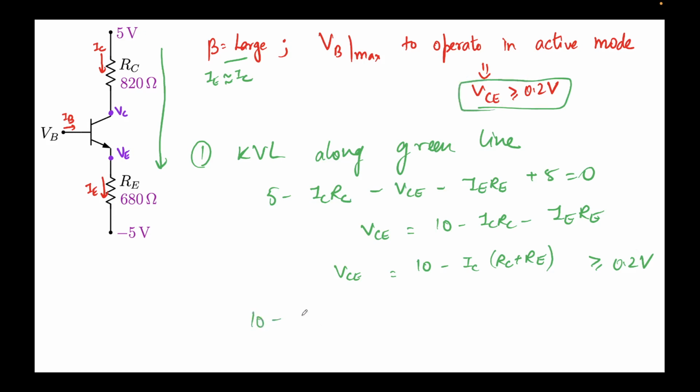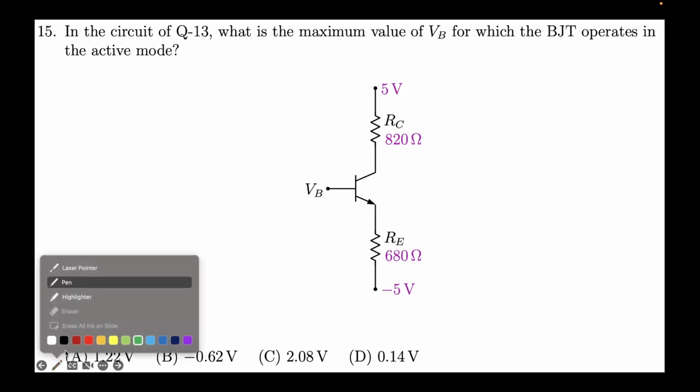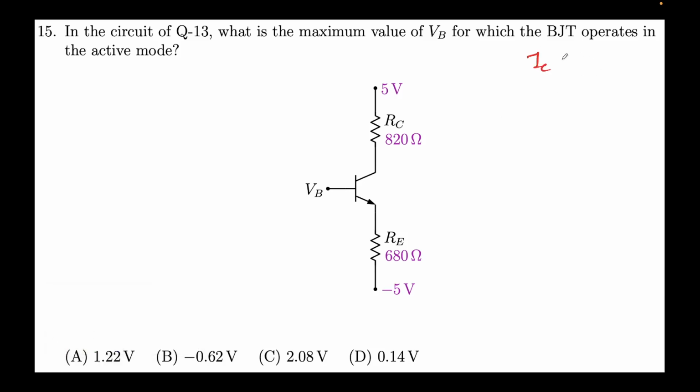So let's do that now. This will be 10 minus IC times, RC is 820, RE is 680, and this should be greater than or equal to 0.2 volts. If I rearrange it, IC times (680 plus 820), which is 1.5K, should be less than or equal to 9.8 volts. You take it to the other side, that's all I have done. So IC should be less than or equal to 9.8 over 1.5K. Evaluating this expression, 9.8 over 1.5 comes out to be 6.5. So IC should be less than or equal to 6.5 milliamps.